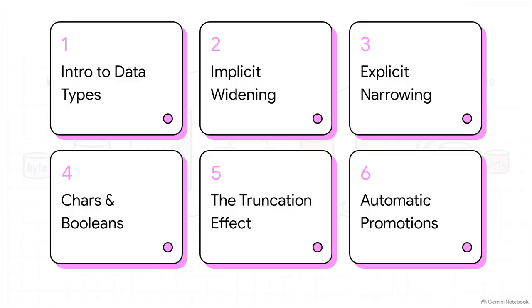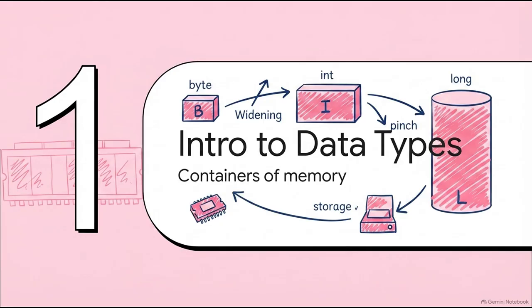Okay, let's dive right into this roadmap. We're looking at an introduction to data types, implicit widening conversions, explicit narrowing and casting, how characters, decimals, and booleans fit in, the truncation effect, and finally, automatic type promotions. So get your mental scaffolding ready. All right, starting with Section 1. Introduction to data types as containers of memory.